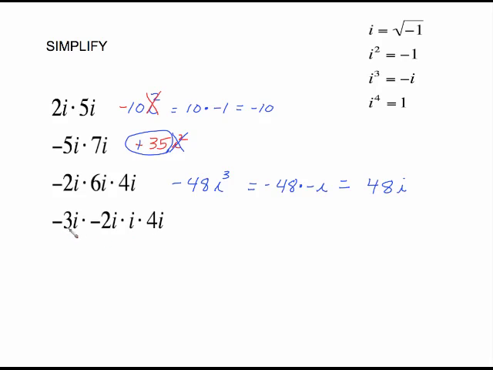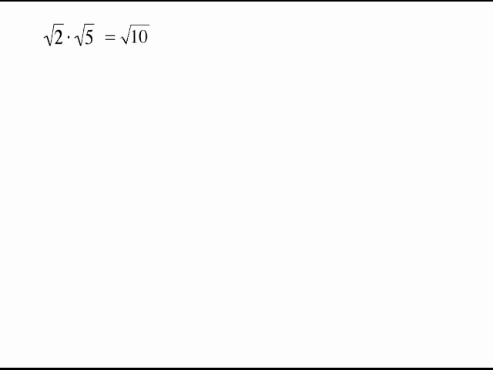Multiplying this, -3 times -2 times 4 is going to give me a +24, plain old arithmetic. But i times i times i times i, add all those exponents up, gives me i to the fourth. i to the fourth is just 1. So this is 24 times 1, which is 24. So I suppose we could do a little shortcut on that and just say when you see an i to the fourth, you can just cross it out. Don't write anything, just cross it out.